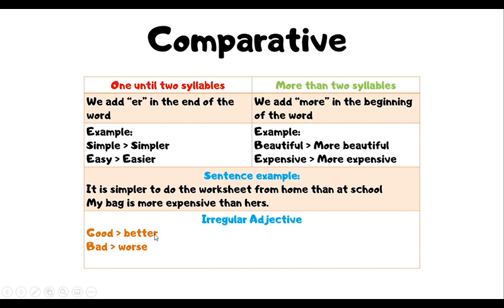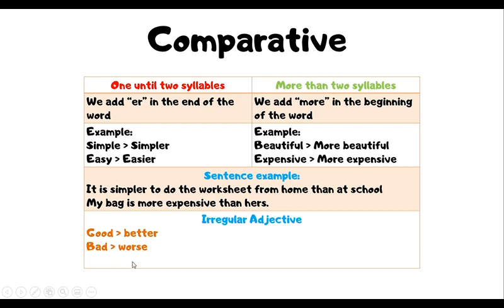No, that's totally wrong. Okay, there are a lot of irregular adjectives that you can check out later. So yeah, here I only give you two examples of irregular adjectives. Good becomes better and bad becomes worse.